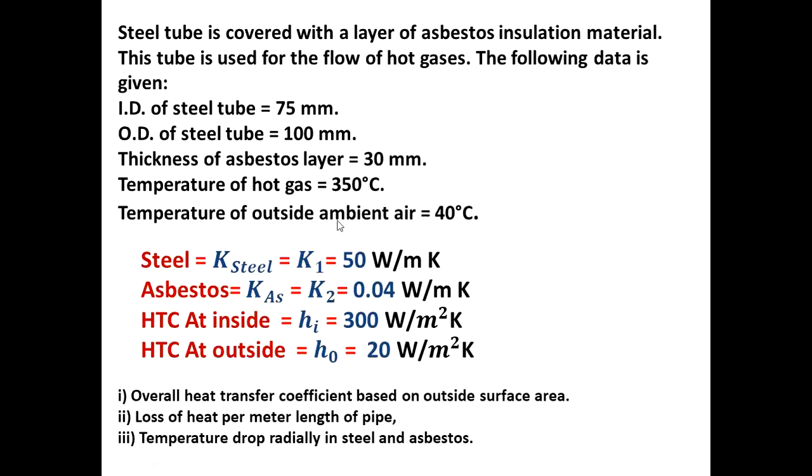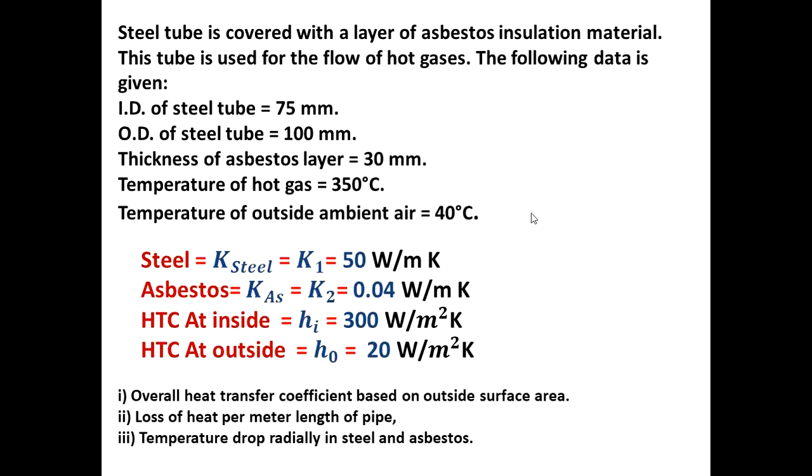Temperature of ambient air is 40 degrees Celsius. I am not saying atmosphere, it should be ambient. You want to take ambient. Steel pipe thermal conductivity is 50 watt per meter Kelvin. Asbestos is 0.04 watt per meter Kelvin. Heat transfer coefficient at inside is 300 watt per meter square Kelvin. Heat transfer coefficient at outside is 20 watt per meter square Kelvin.